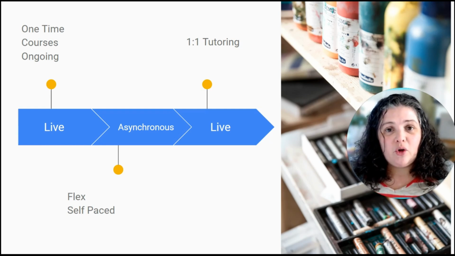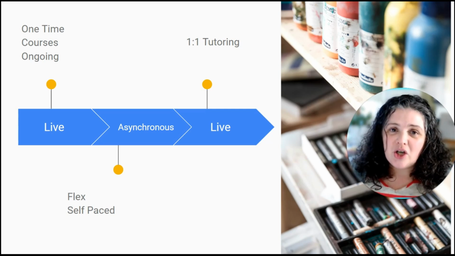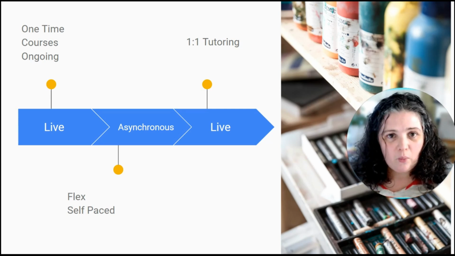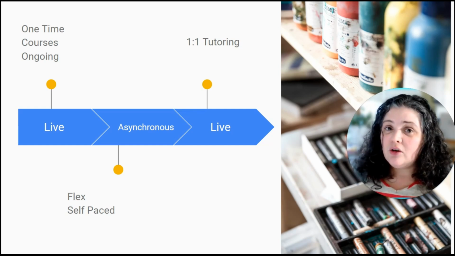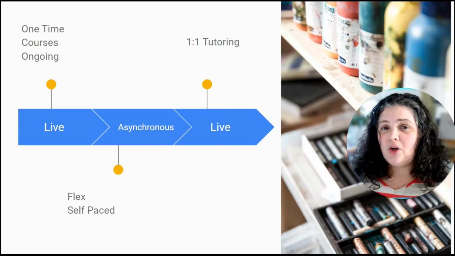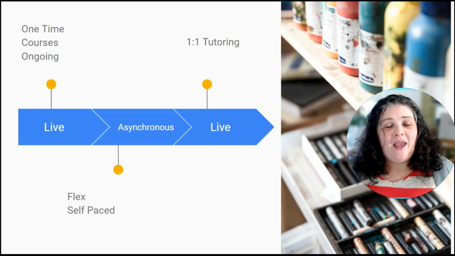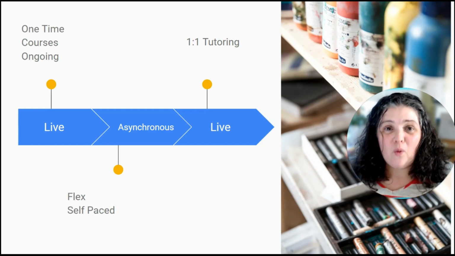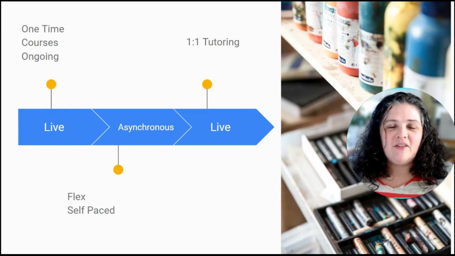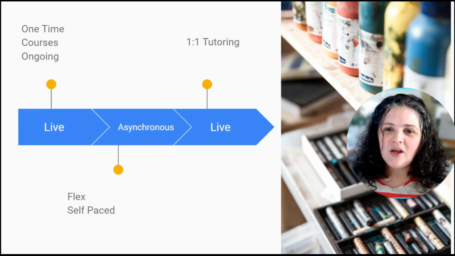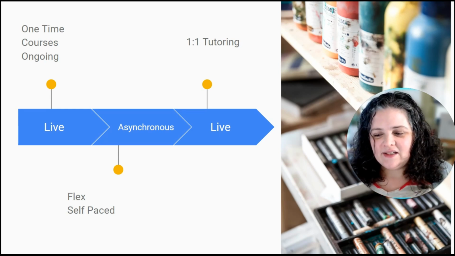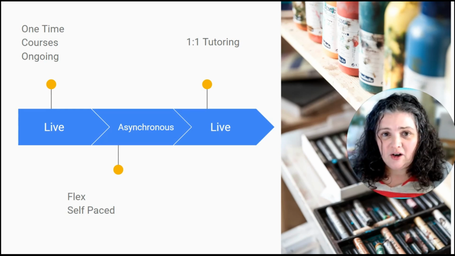And usually there's lots of chatter and it's fun to meet other people that way. If you are someone who is a little bit more shy, or you want to share your work but only with the teacher, you might find that the one-on-one tutoring is best. If you are someone who wants to work at a pace that is your own, much more slowly or much more quickly, then the flex or self-paced option might be for you. So those are just a few of the things that I have to offer.